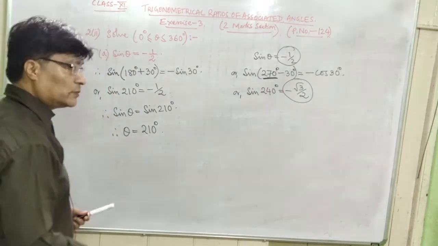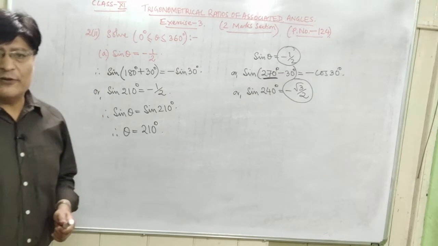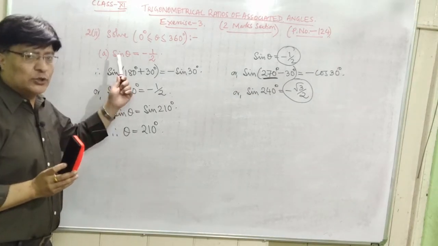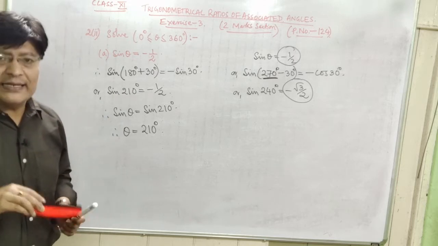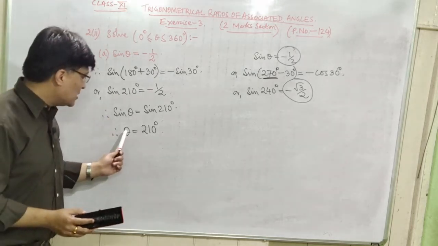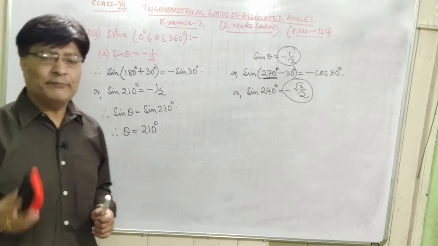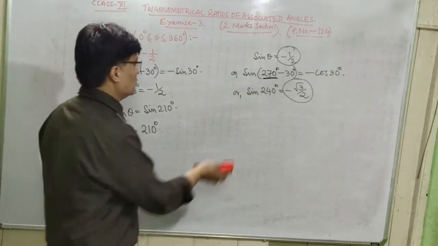So again you can find out the value for theta. I told you that if sine theta is negative, theta lies in the third quadrant and in the fourth quadrant. So theta is equal to 210 degrees. This lies in the third quadrant. Now let us find out the angle in the fourth quadrant.